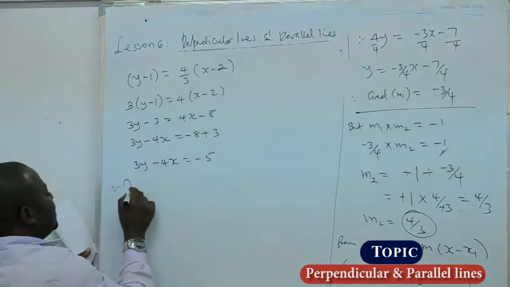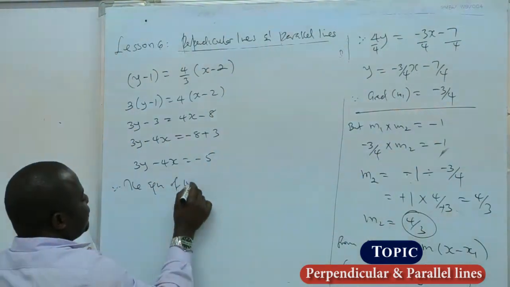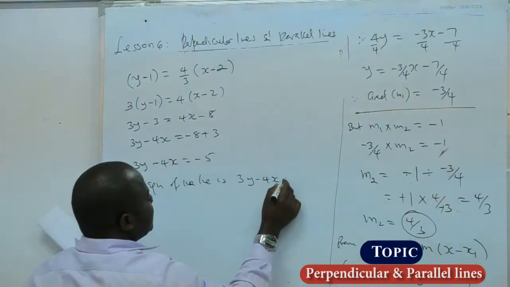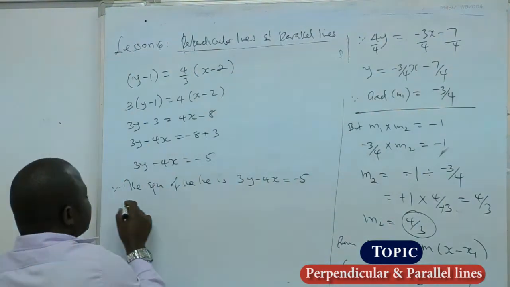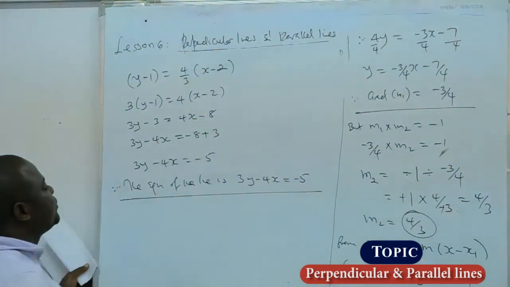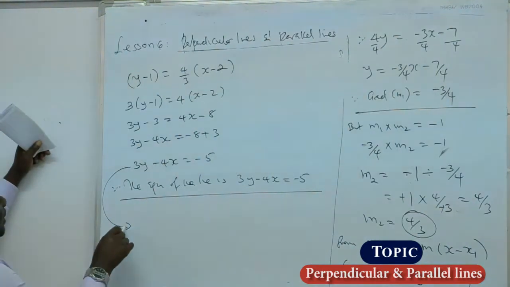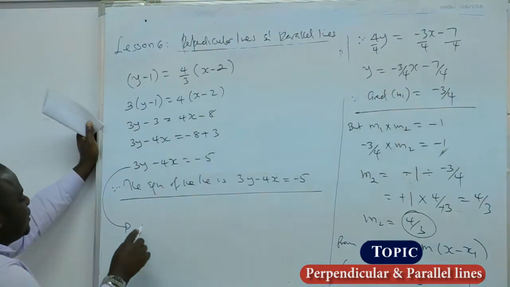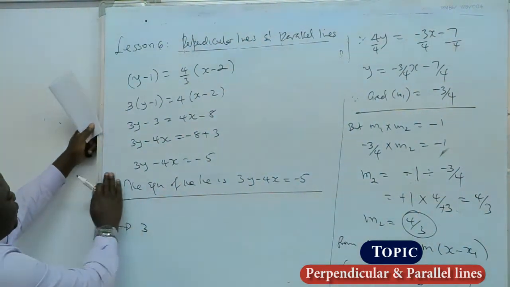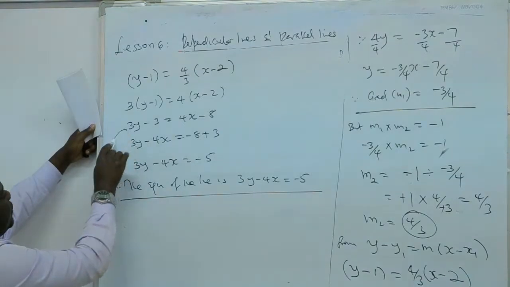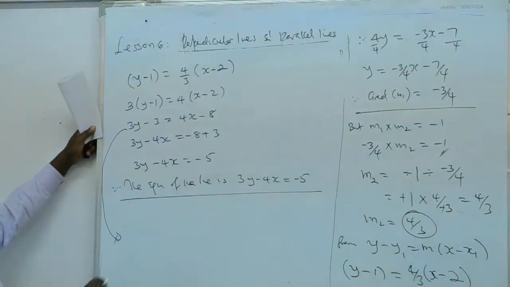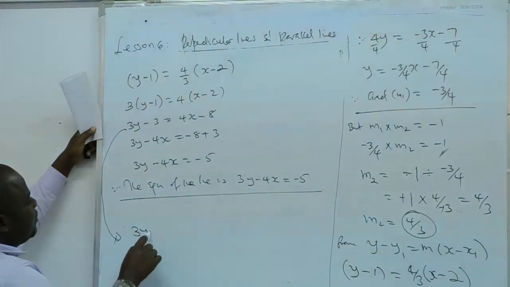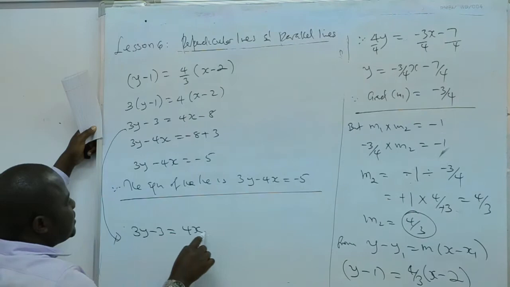So therefore, the equation of the line is 3y minus 4x equals -5. So if you want, you can write it in the form which you prefer better, like this. Instead of concluding, from here you can just push the terms to the other side. Because you are here, the 3 goes the other side. So you get 3y minus 3 equals 4x minus 8.